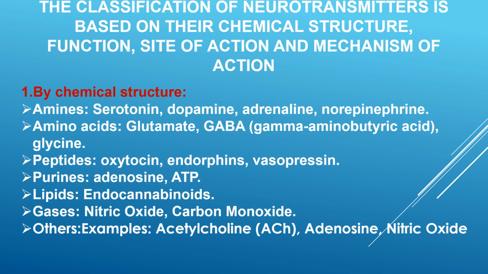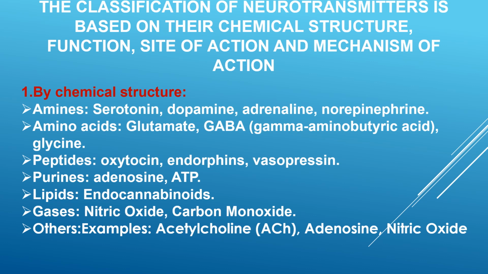Classification of neurotransmitters is based on their chemical structure, function, site of action and mechanism of action. By chemical structure: amines: serotonin, dopamine, adrenaline, norepinephrine. Amino acids: glutamate, GABA, gamma-aminobutyric acid, glycine.